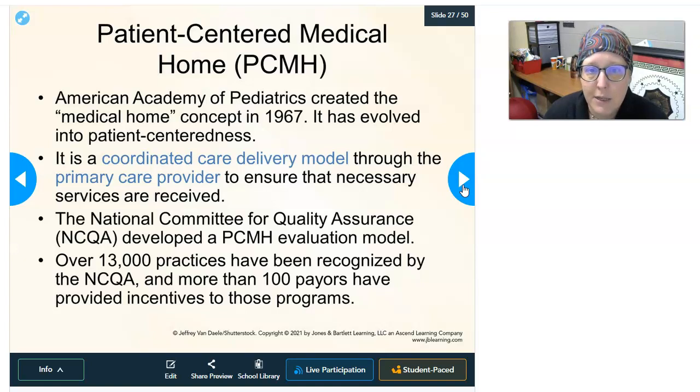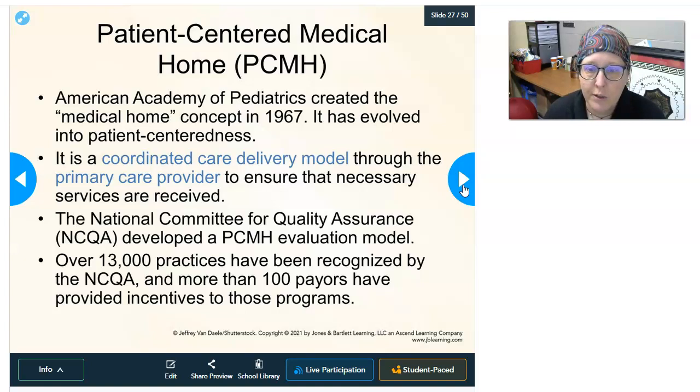The patient-centered medical home is a newer concept. The American Academy of Pediatrics created this medical home concept in 1967, and it has evolved now into simply patient-centeredness. So it's a coordinated care delivery through the primary care provider to ensure that all the necessary services are received and to have better, more efficient care for the patients.